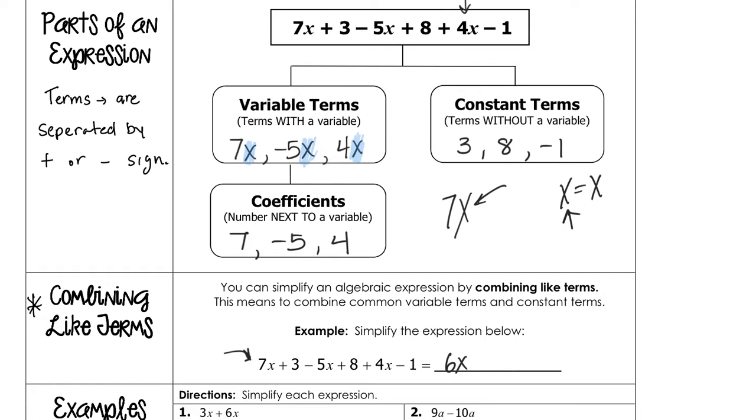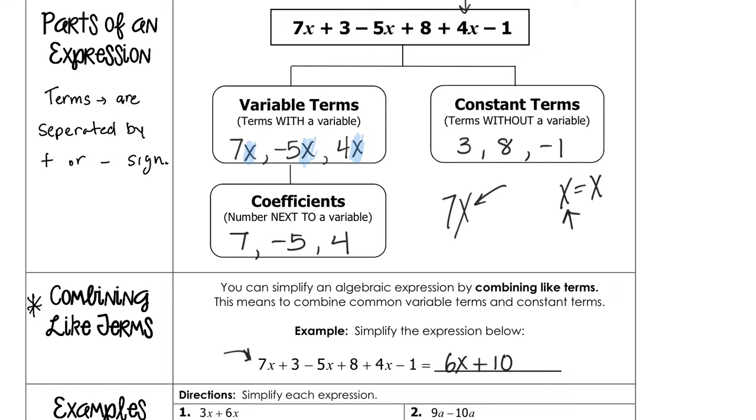And then thereafter, we go into these constant terms. The constant terms are just the numbers that we can put together, because order of operations allows us to take numbers and add or subtract them. So I have 3 plus 8 minus 1. 3 plus 8 minus 1 is 10. So my expression is 6x plus 10.